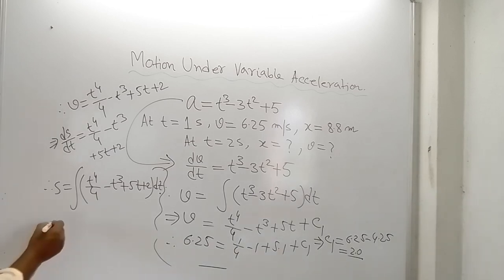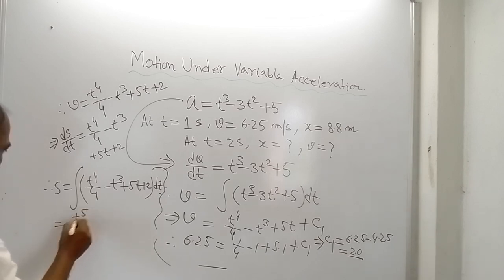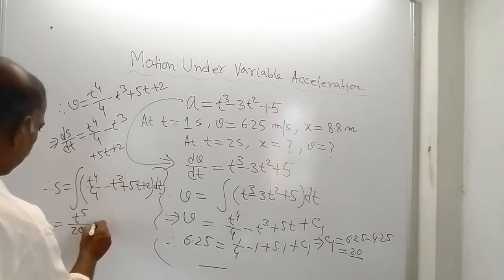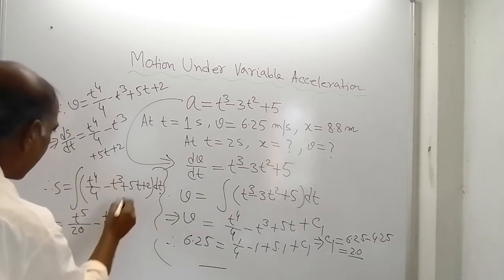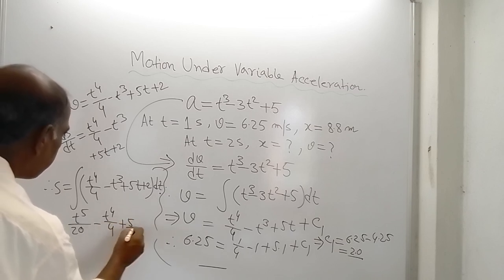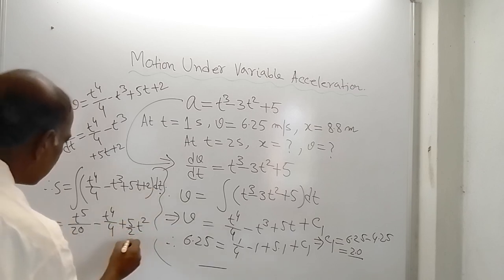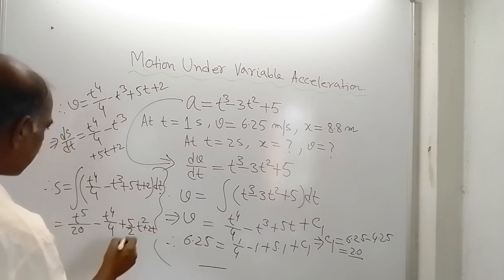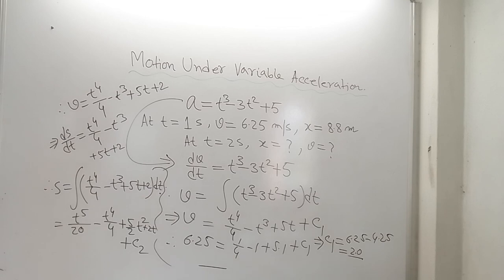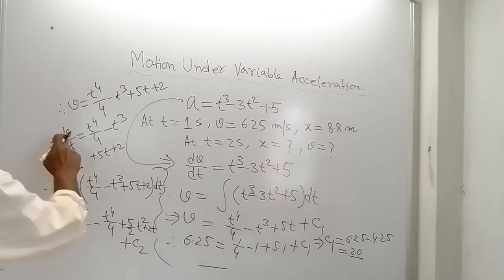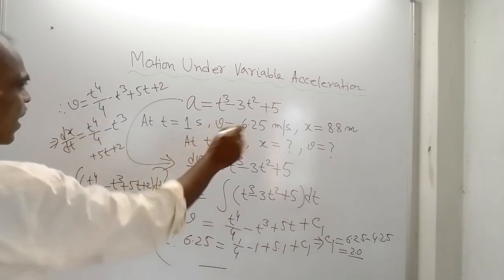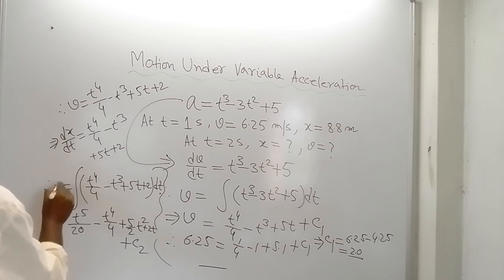What is the integration result? It is t to the power 5 by 5, so this becomes t to the power 5 by 20. And this becomes t to the power 4 by 4. This becomes 5 by 2 t square. And 2 is there, so this becomes 2t, plus a constant of integration C2. Instead of S, I should write X. I have used X for displacement, not S. So X is this much.